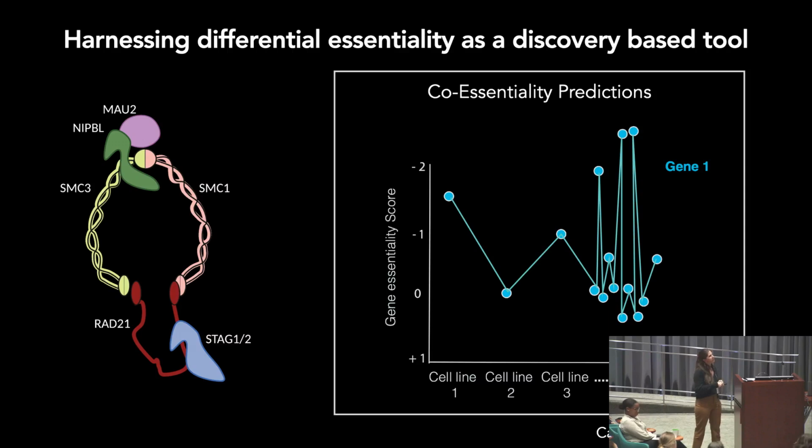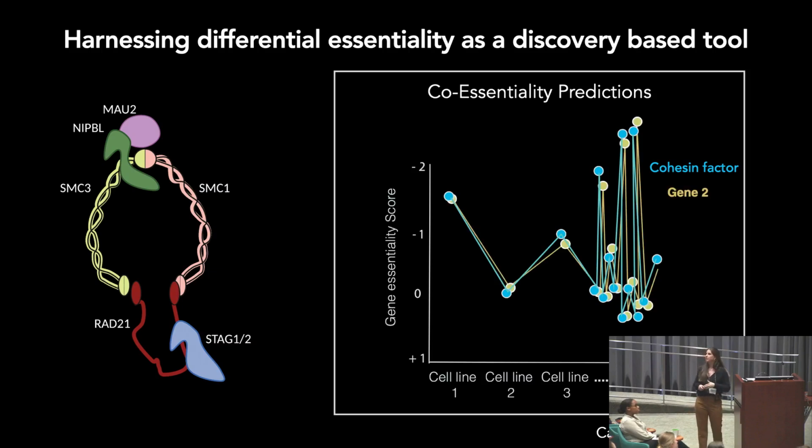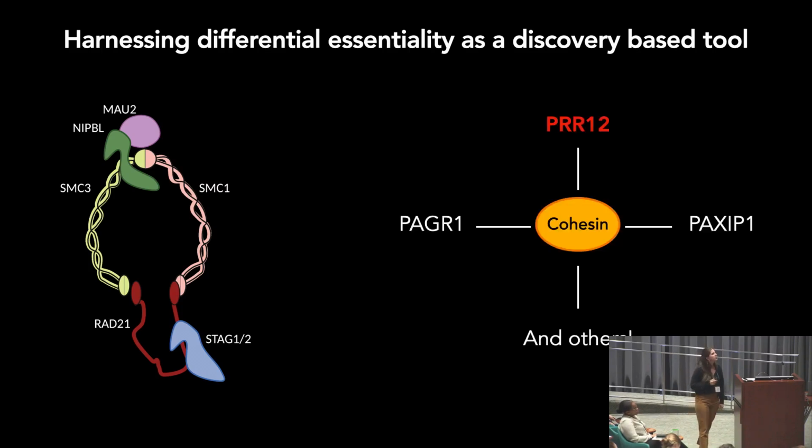Now I can look at the general behavior of these proteins across many, many situations. For example, if I use a known cohesin protein as a bait, I can then ask, are there any other genes or proteins that behave very similarly across all these situations? Because similar trends predict similar functions, we can assume that this is also going to be in this pathway. Using this approach, I've identified multiple proteins that I predict are involved in cohesin regulation.